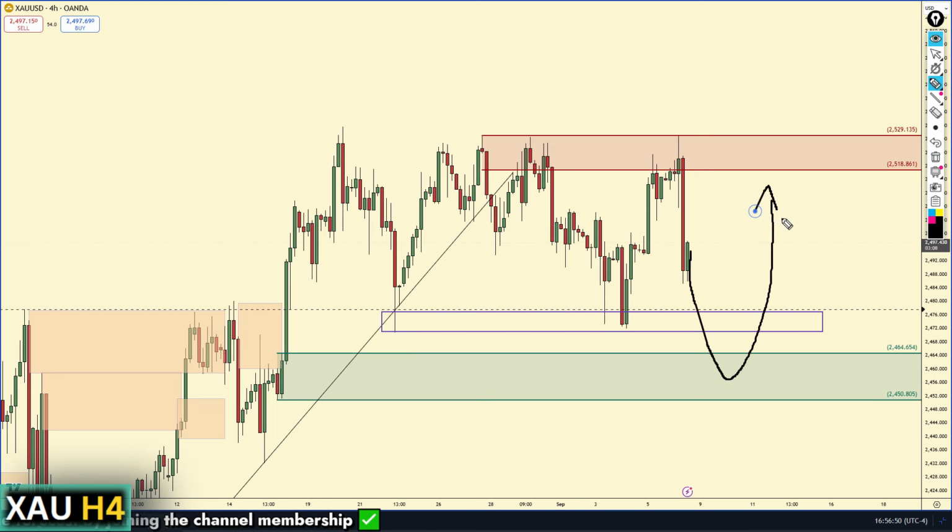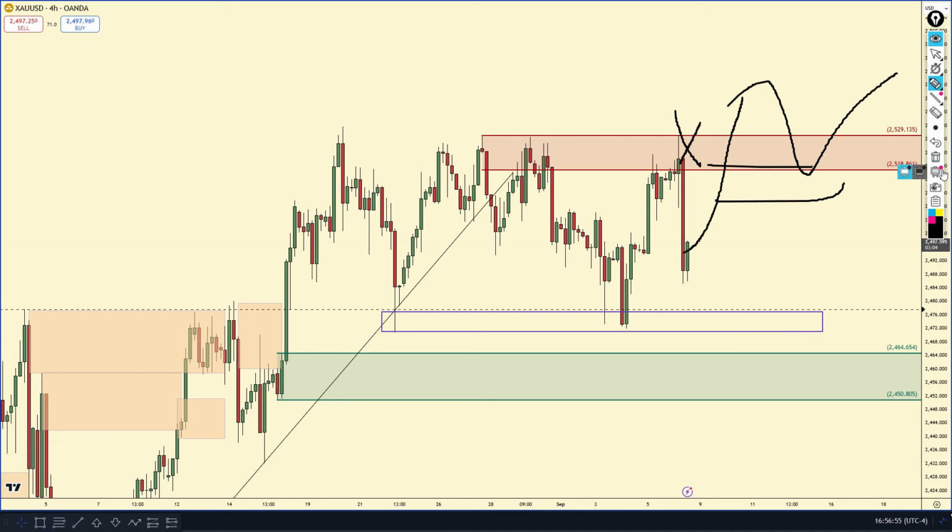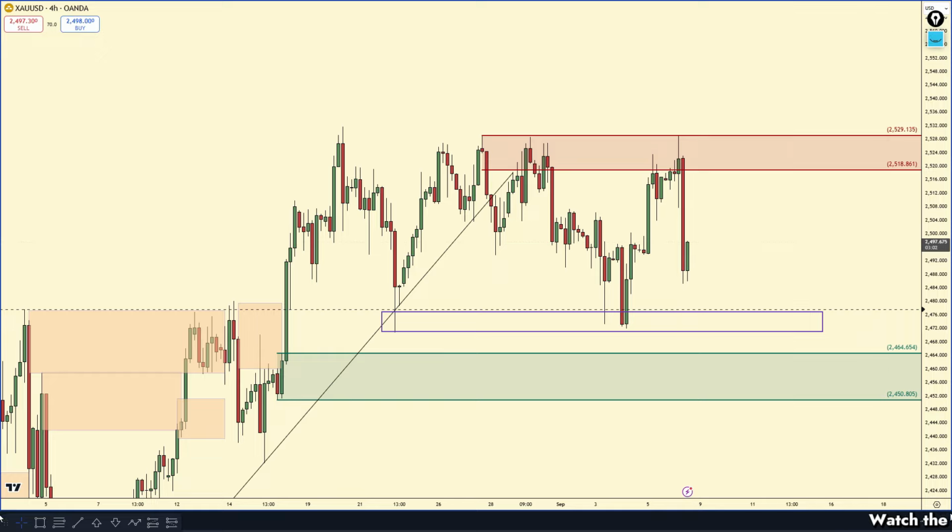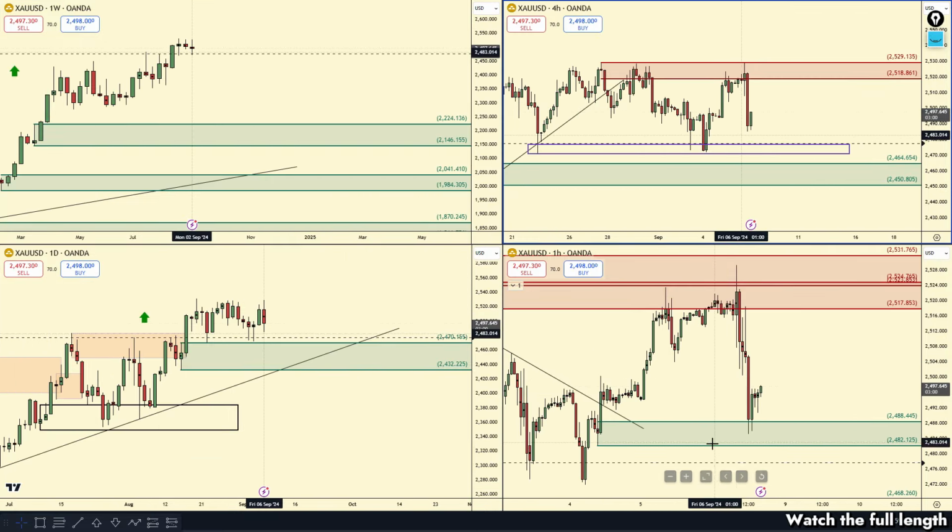So that would be our option, a pullback down to that 4-hour zone, or a break of the 4-hour supply. The demand zone there could be looking for longs there. Those are really the two options that I'm seeing on the 4-hour chart.